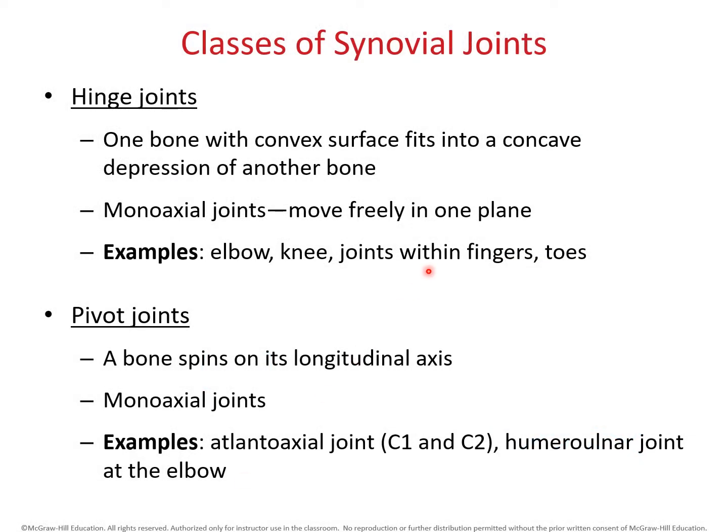Okay, a couple more. Hinge joints. In a hinge joint, one bone is convex and it fits into a concave depression of another, kind of similar to what we've already seen. These are monoaxial. They're freely movable only in one direction. You should know your hinge joints. It's kind of like opening a door. That's what I think of when I think of this class of joint.